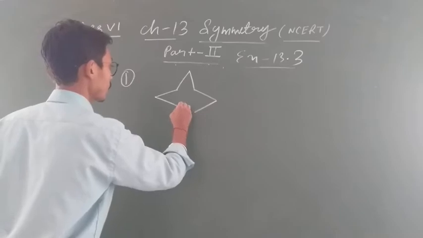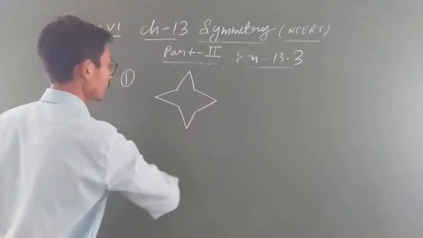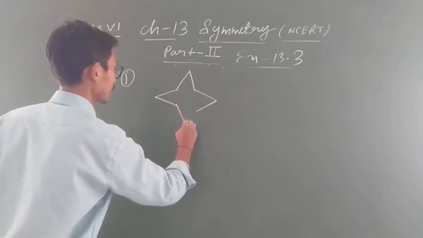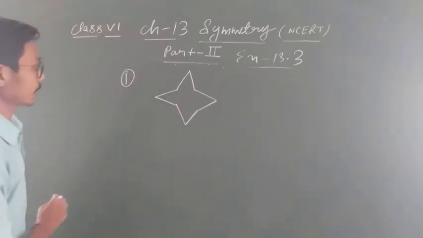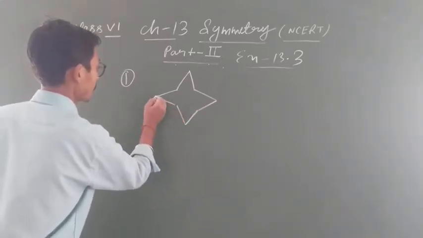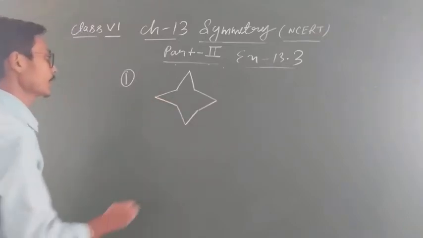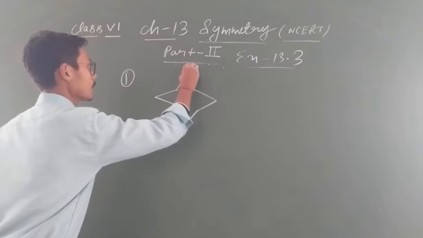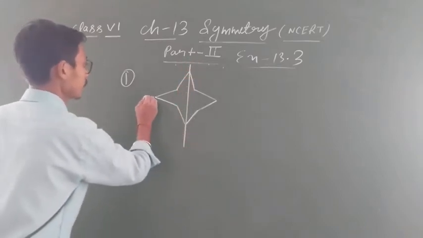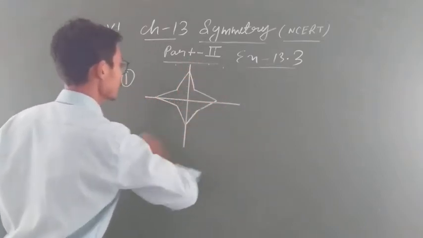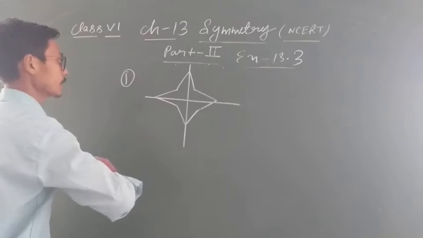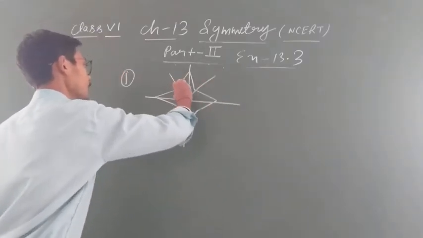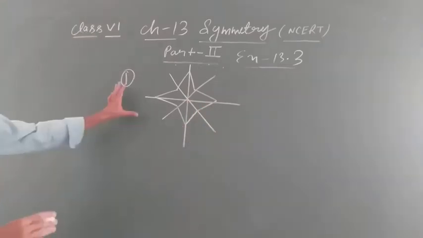My drawing is not good, so please cooperate. But I am trying. Like that. ठीक है? चलो. This is looking like a star. देखो, one line of symmetry, first line of symmetry, फिर second line of symmetry, again this is the third line of symmetry and this is the fourth line of symmetry. So this is about your star.